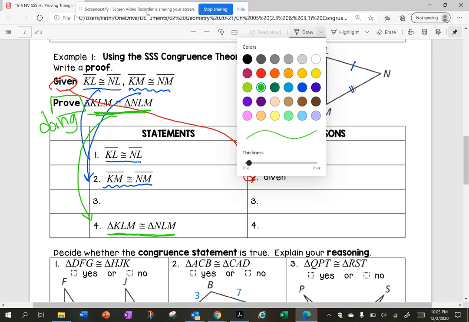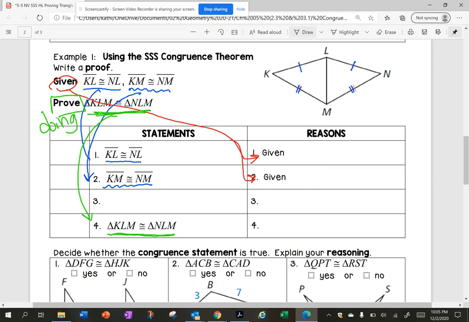Okay, so I see that I have, this is one of the 3 pairs of sides. This is another of the 3 pairs of sides. So I'm actually just looking for the 3rd pair of sides. And I see that I am sharing this side. So this would be my 3rd pair of sides. So I would say segment LM is congruent to segment LM. And I call that the reflexive property of congruence.